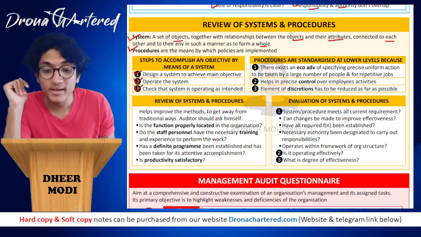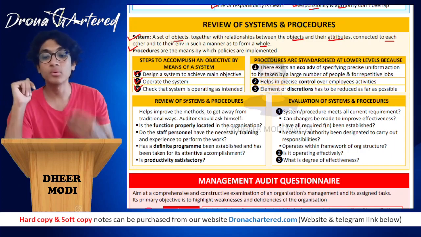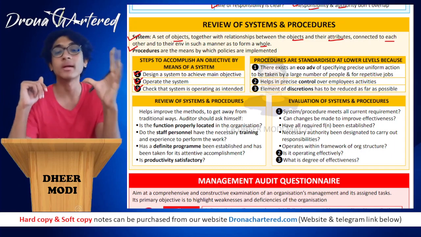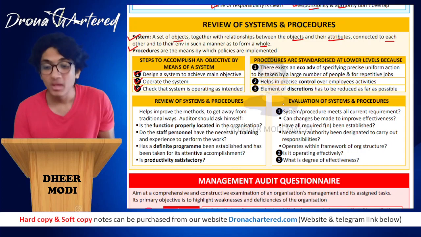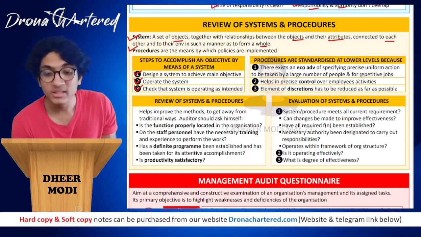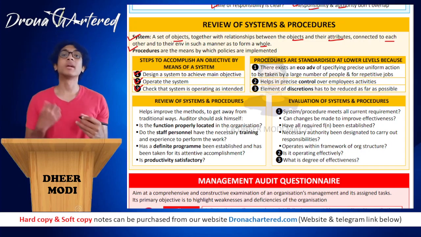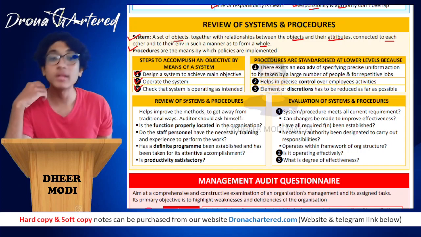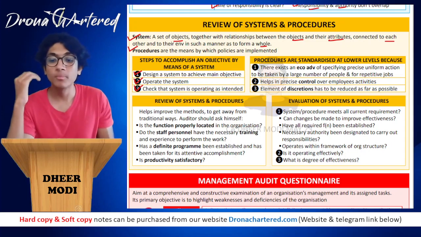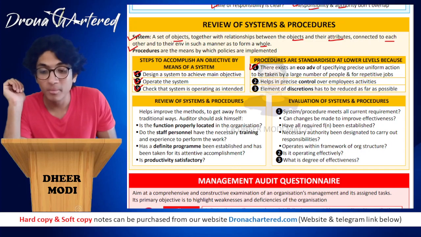Procedures are standardized at lower levels because some procedures are standardized. That means a fixed routine is given that you have to do this as like this. Why? Because there exists an economic advantage of specifying precise uniform action to be taken by a large number of people for repetitive jobs. That means for any work that is repetitive, it is better. You have more economic advantage if you specify your particular actions to be performed.